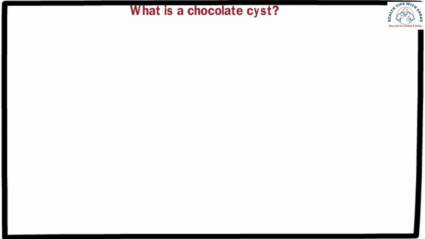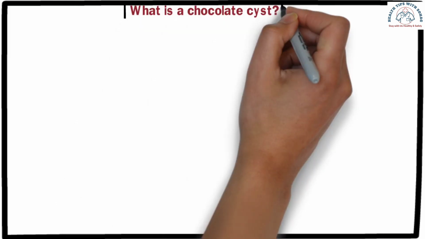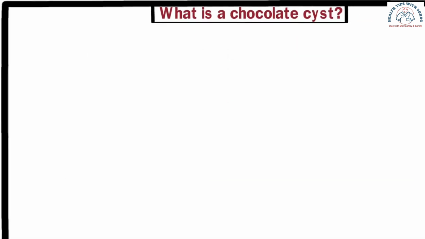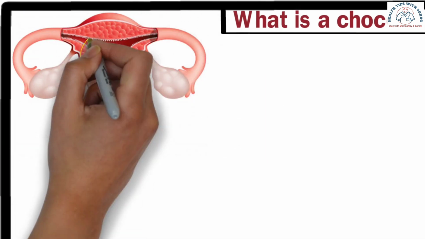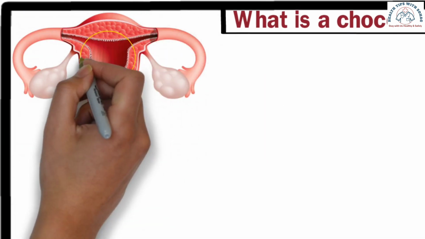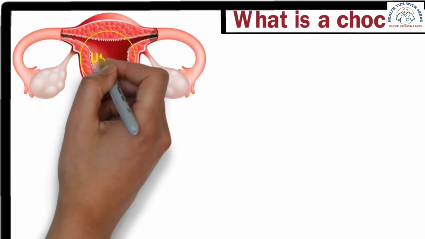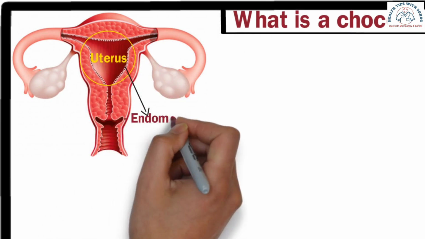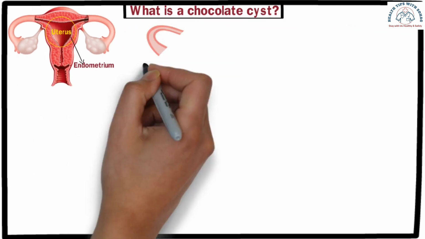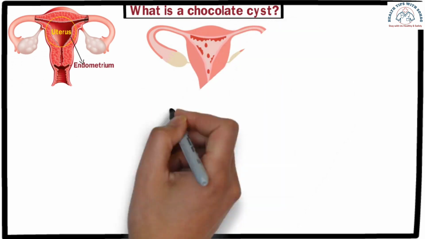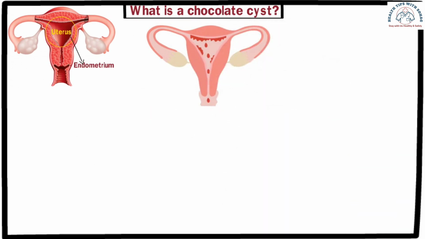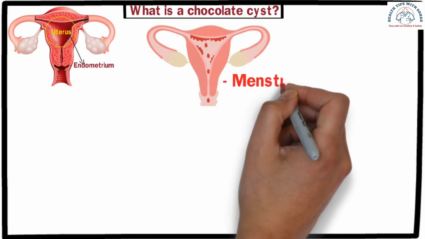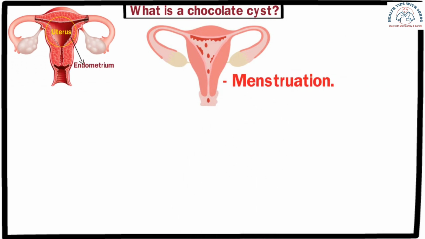To understand a chocolate cyst, we need to understand some basic things. Look at the picture, which shows the female reproductive system. This part of the image is the uterus. The inner lining of the uterus is called endometrium. Typically, during menstruation, hormonal changes cause the endometrium to break down and bleed, which then exits the blood through the vagina, a process we call menstruation.